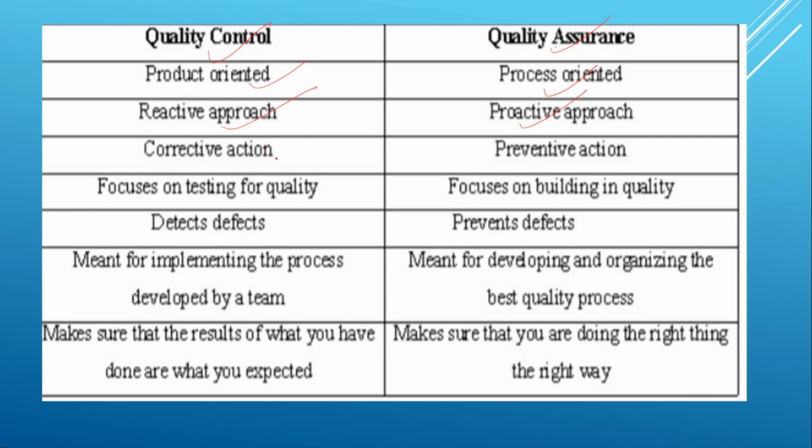And quality control is the corrective action, quality assurance is a preventive action. Quality control focuses on testing for quality, detects defects. Quality assurance focuses on building in quality, prevents defects. It is meant for implementing the process developed by a team, and for developing and organizing the best quality process. Make sure that the results of what you have done are what you have expected. Make sure that you are doing the right thing the right way.